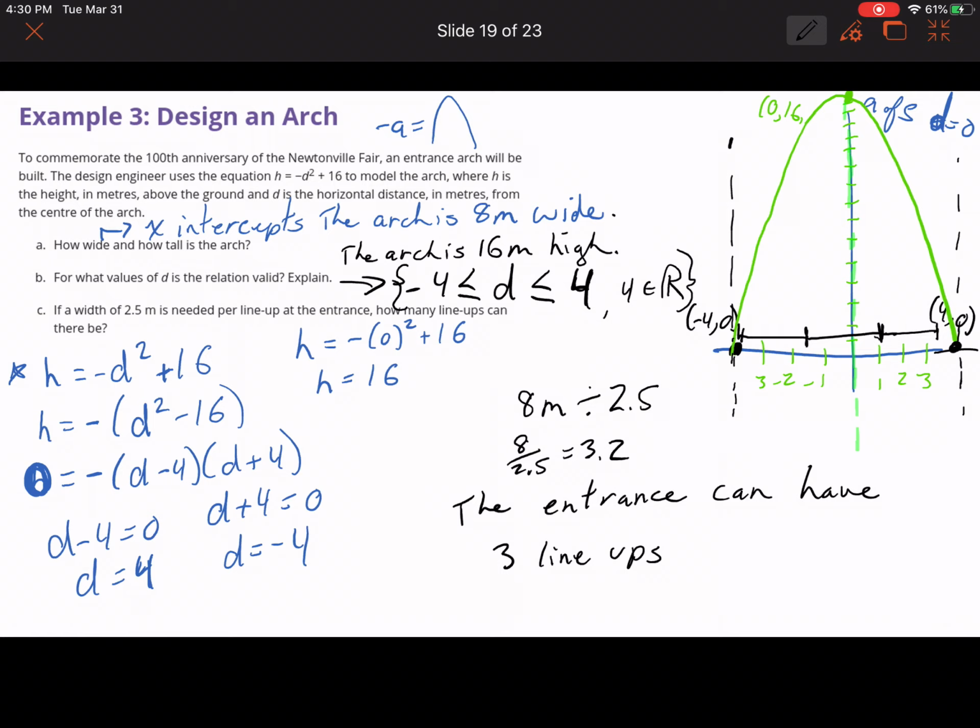So C is just making sure that you understand what your information is asking you. The bottom of the arch is 8 meters wide. We want lineups of 2.5 meters wide. How many can we fit? That's all it's asking you. So you really need to understand the information you have in front of you in order to get that.